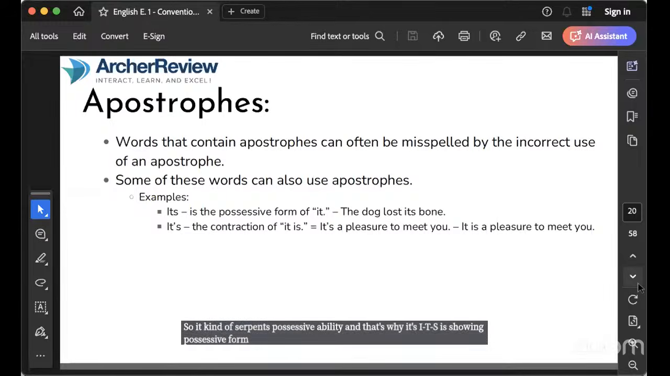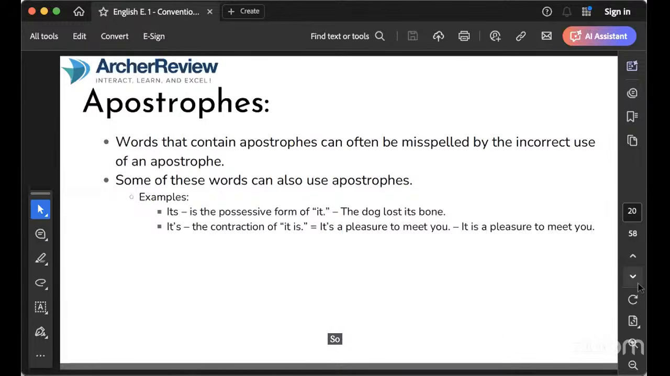Whose bone is it? Its bone. When it apostrophe s is going to represent the contraction it is. Remember, contraction is just a condensed form of two words when you put two words together. So if I say it's, it apostrophe s, a pleasure to meet you, I'm really saying it is a pleasure to meet you.